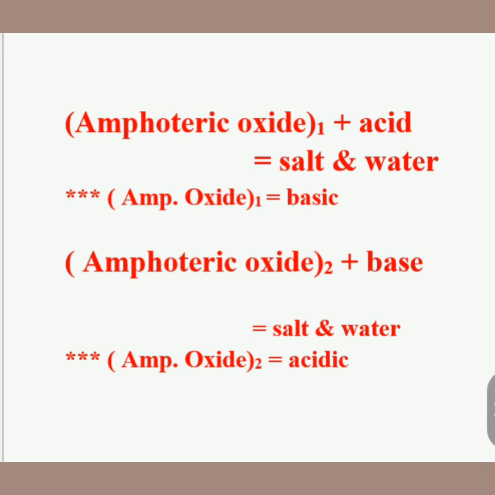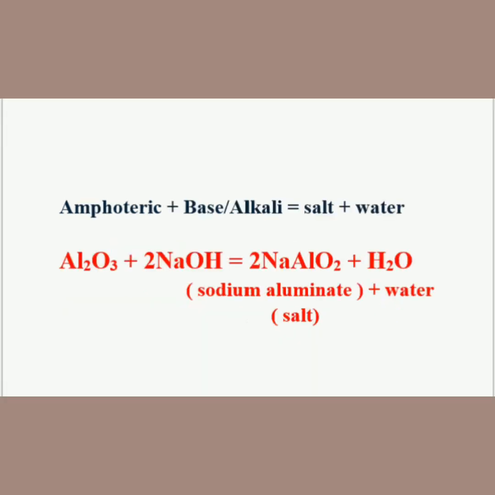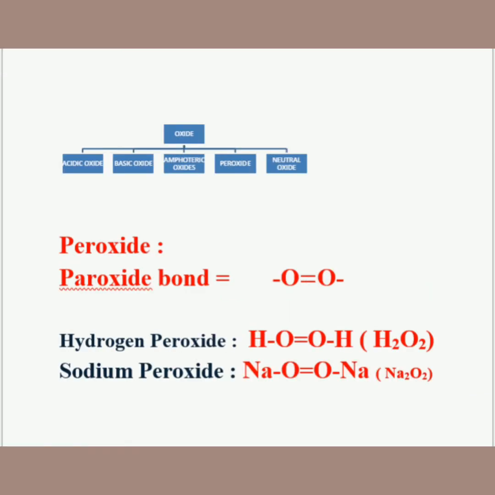Take the example of aluminum oxide as an amphoteric oxide, which while reacting with acids such as hydrochloric acid produces aluminum chloride, which is a salt, and water, as depicted in the reaction. Again, the very same oxide, aluminum oxide, while reacting with alkalis such as sodium hydroxide produces a salt named sodium aluminate and water.